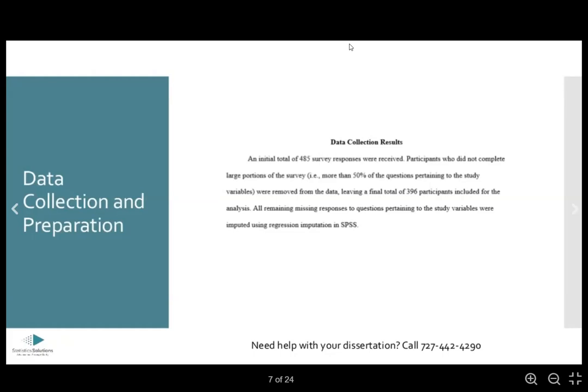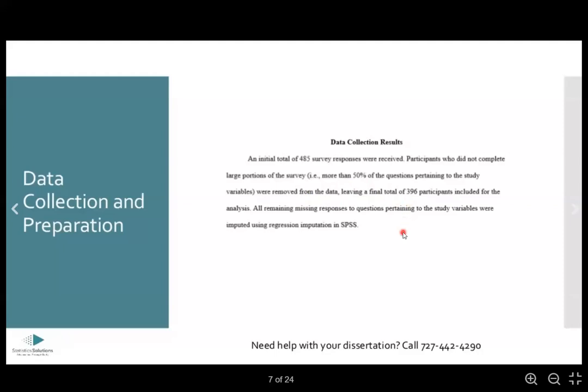So here we see that they collected 485 surveys and that they excluded participants who did not answer more than 50 of the questions pertaining to the study variables. So if my main outcome was postpartum depression and there was a participant who answered maybe only one of the postpartum depression questions out of 10, I would exclude that person based on this particular procedure. So those people were removed, and that resulted in a total final sample of 396 participants included in the analysis.